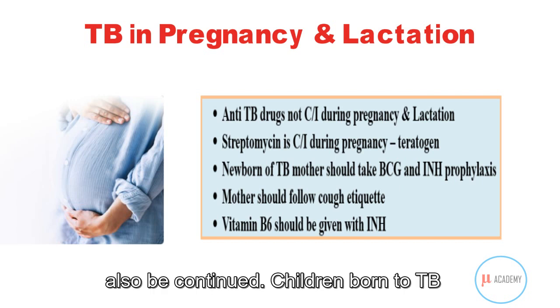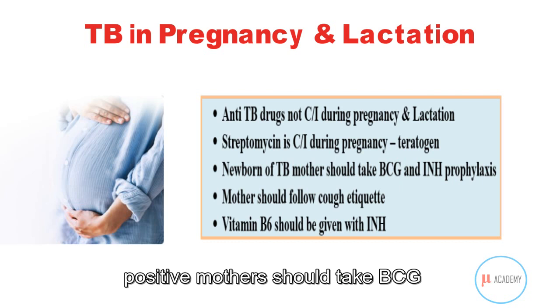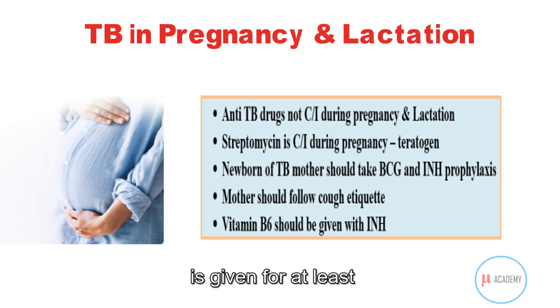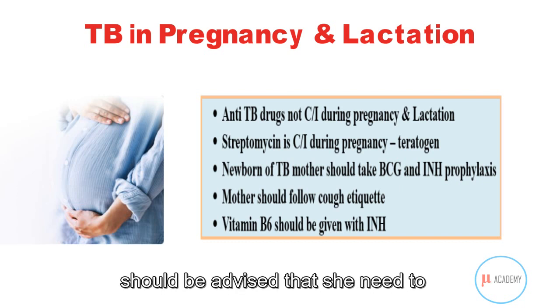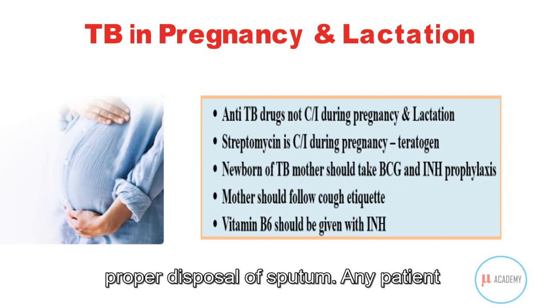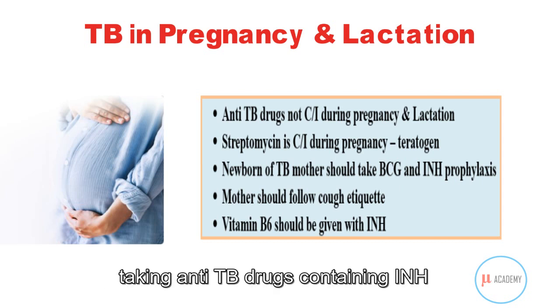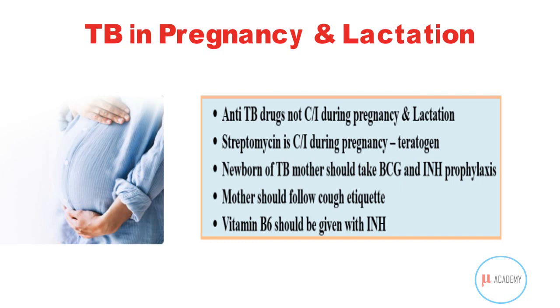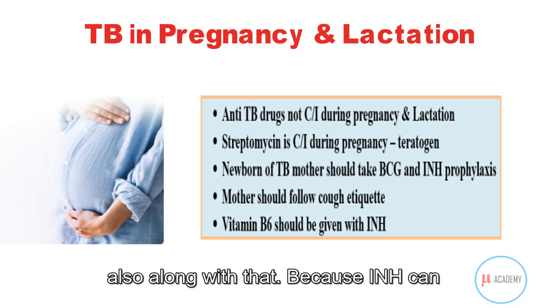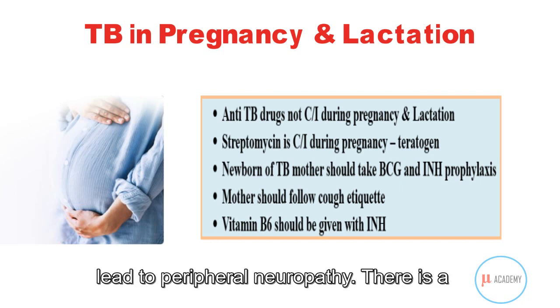Children born to TB positive mother should take BCG vaccination. Along with that, isoniazid prophylaxis is given for at least 6 months at a dose of 10 mg per kilogram. Mother should be advised that she needs to follow the cough etiquette and also proper disposal of sputum. Any patient taking anti-TB drugs containing isoniazid should take vitamin B6 or pyridoxine also along with that, because isoniazid can lead to peripheral neuropathy.